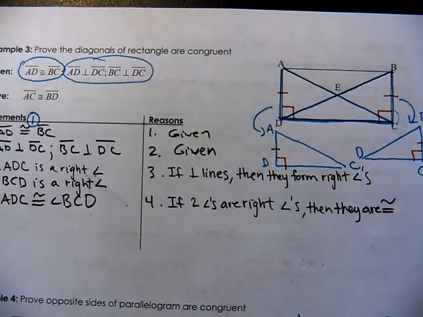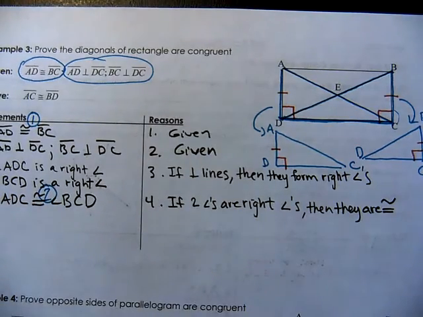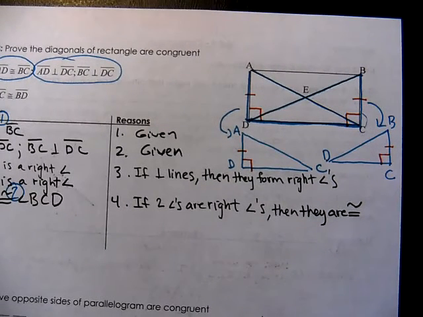Here's the rest of that line. Then they are congruent. So now we are up to 2 pairs of congruent parts, which means we're not done yet. We still have to find a third pair. Do you see anything in this diagram that we could add to the markings?